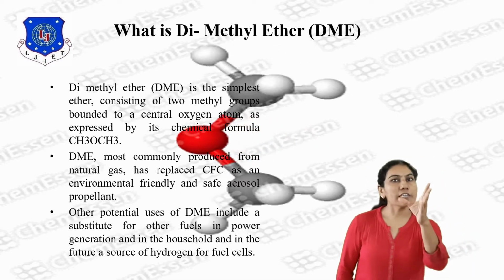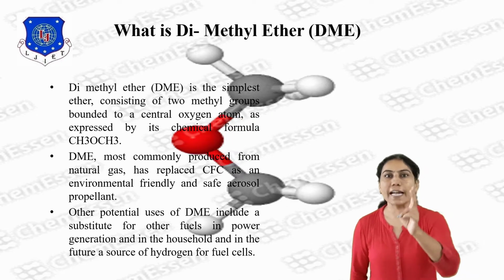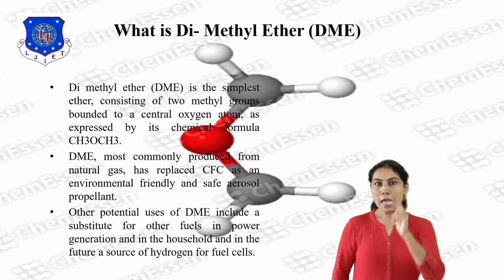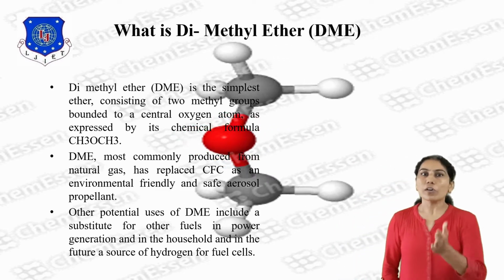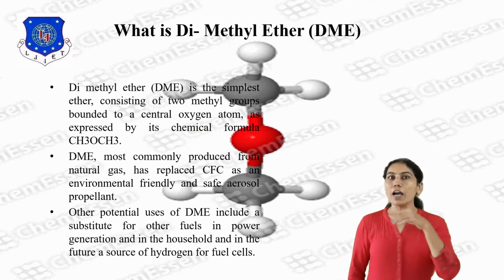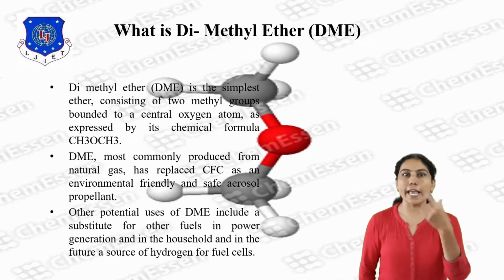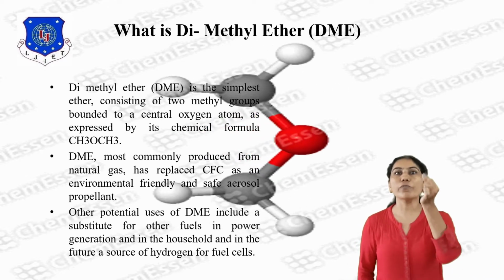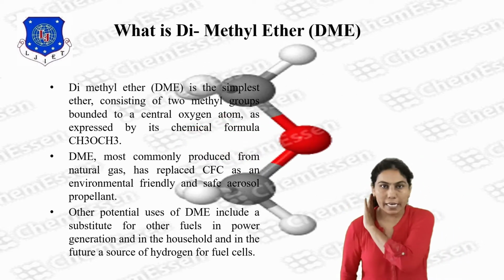The first point is dimethyl ether is the simplest ether, consisting of 2 methyl groups divided by a central oxygen atom, expressed in the chemical formula CH3OCH3. It is most commonly produced from natural gas in place of CFC, chlorofluorocarbon, as an environmentally friendly and safe aerosol propellant. Other potential uses include substitute for other fuels in power generation, in households, and in future as a source of hydrogen for fuel cells. Okay, this is the simple definition of dimethyl ether.